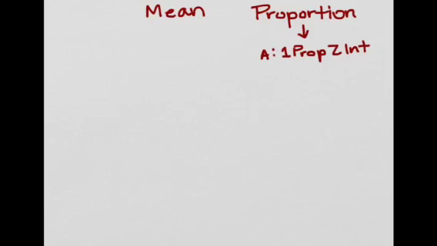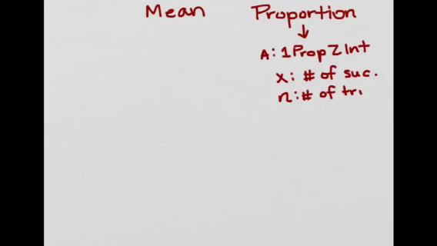And I just want to talk about this option a little bit. So this is pretty easy and straightforward. They're not asking for a whole lot of information once you choose one prop Z interval. They'll ask you for X and N. And X is the number of successes, and N is the number of trials.